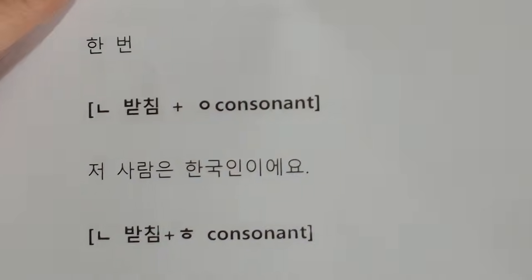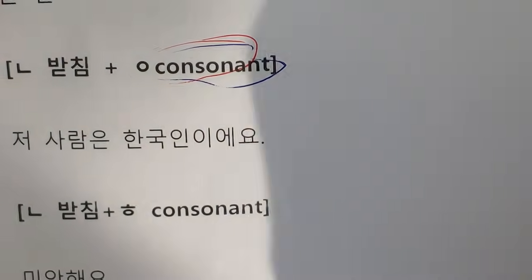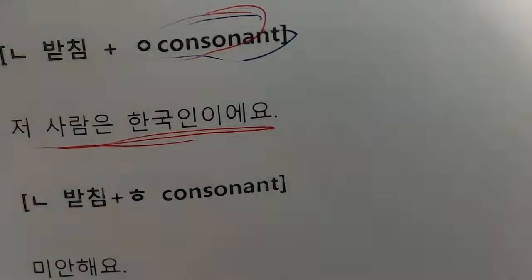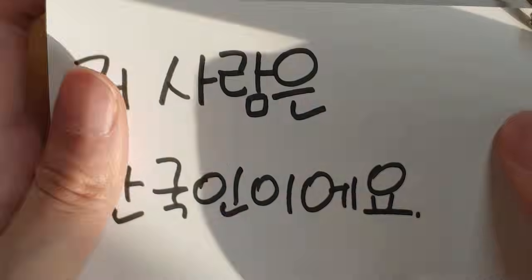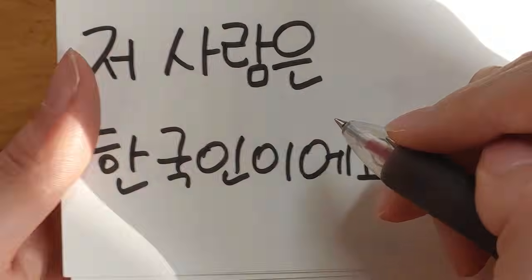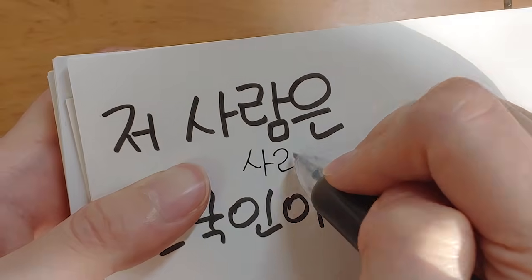And like I said, guys, for ㄴ and ㅣ consonant combination, I'm just going to skip it because this is relatively easy, right? But just to do this sentence, just for reading practice, I guess. 저 사람은, this is pronounced 저 사람은.